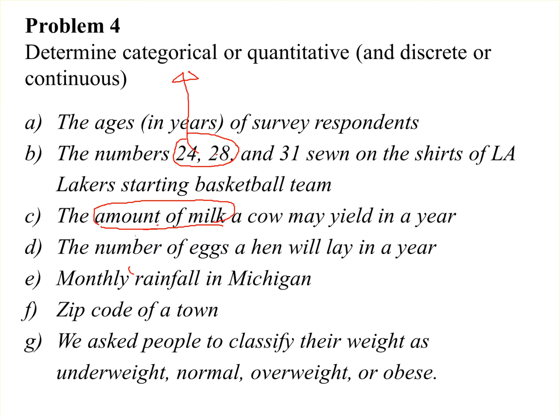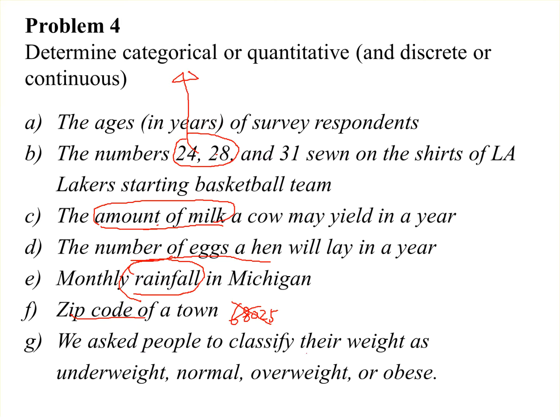It is measured. The number of eggs a hen will lay, this will be countable. You can use your fingers to count, and it's quantitative and discrete. Rainfall. You have to measure the rainfall, so it's going to be quantitative and continuous. Zip code, for instance, 68025. This represents Fremont, which is a location. It doesn't have numerical meaning, so it's categorical.